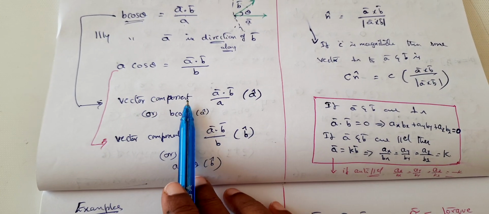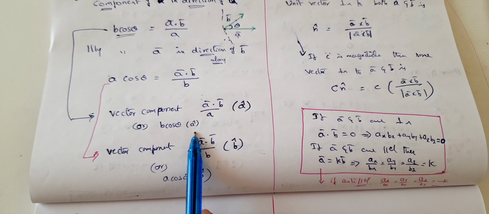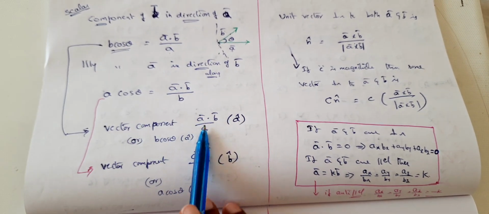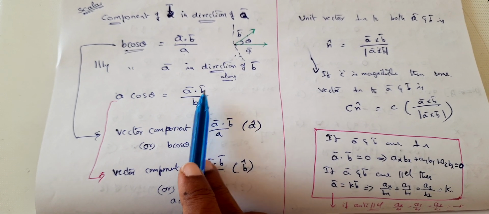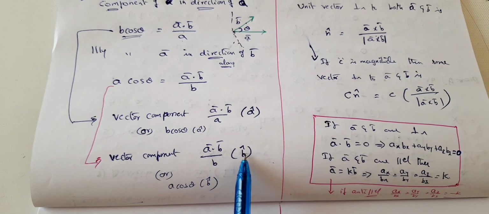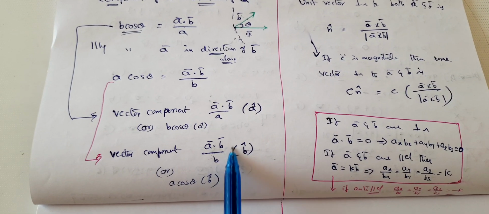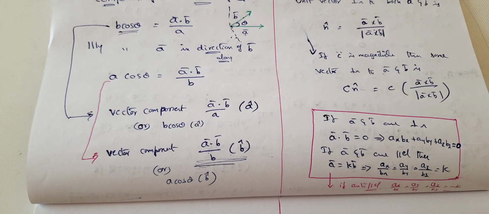The vector component in this particular case is b cos theta into a cap. What is b cos theta? It is a bar dot b bar by a, into a cap. Similarly, the vector component along b bar is a bar dot b bar by b into b cap, because you are imparting direction to this magnitude, and thus the whole thing will become a vector quantity here.